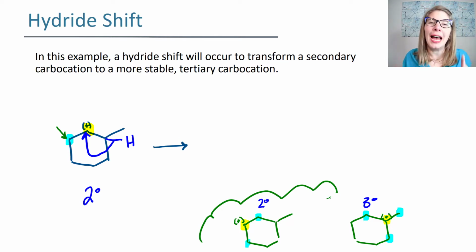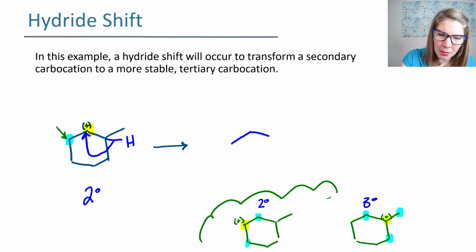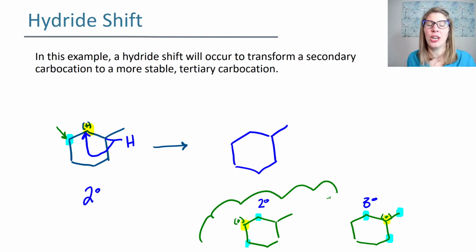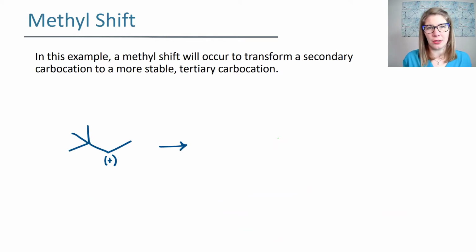And it's called a hydride because hydride is the name of a hydrogen plus its pair of electrons. So we can draw the product at the end where this part didn't change. Now your hydrogen is at this position, which left a positive charge here. Now there's one other type of shift that can happen. It's called a methyl shift. And a methyl shift will happen only if a hydride shift is not possible.